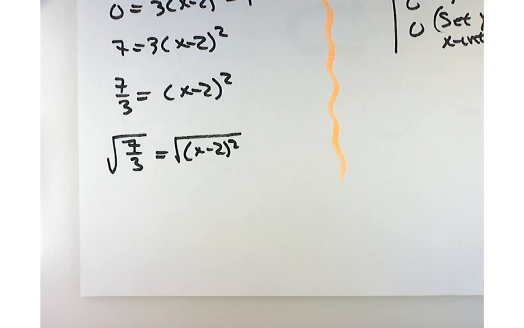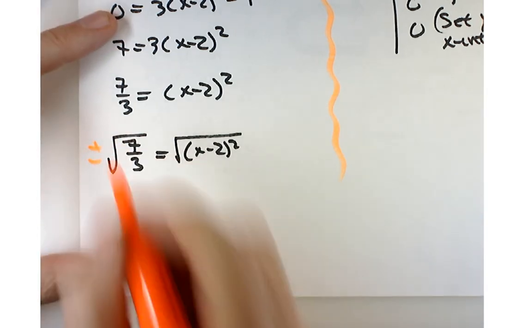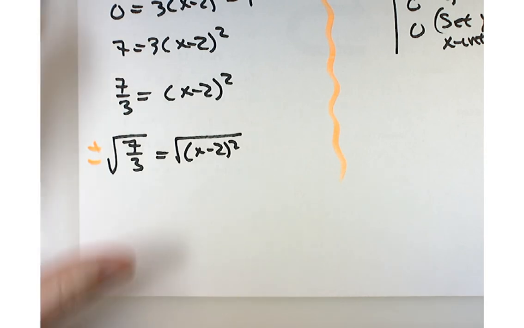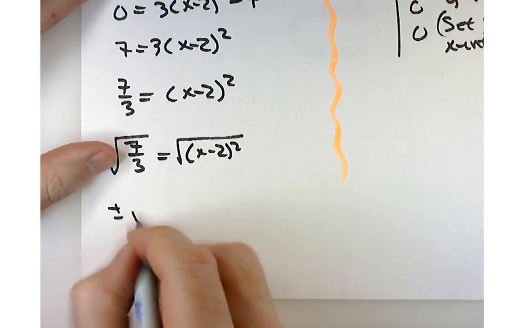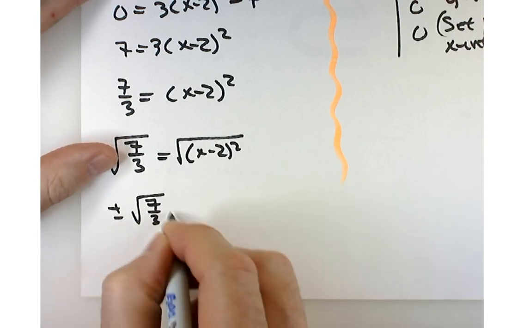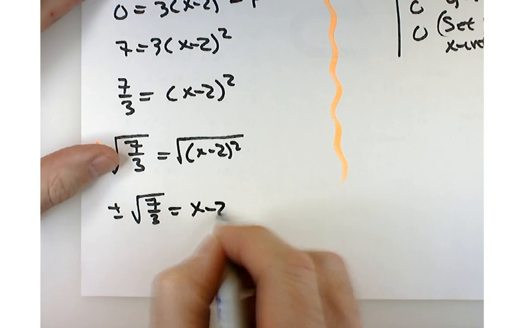What did I forget? Plus or minus. Yeah, I need that plus or minus there. So, all right, that's going to be plus or minus the square root of 7/3, which is x minus 2.